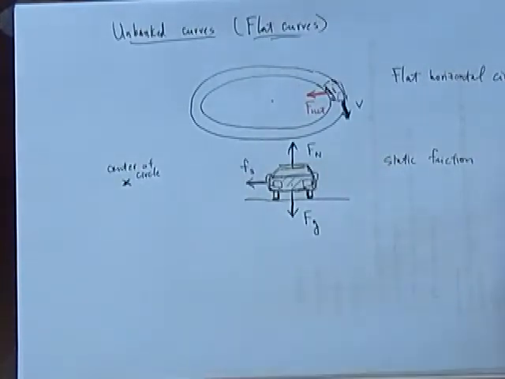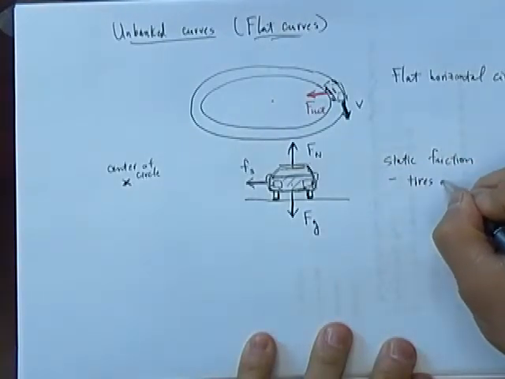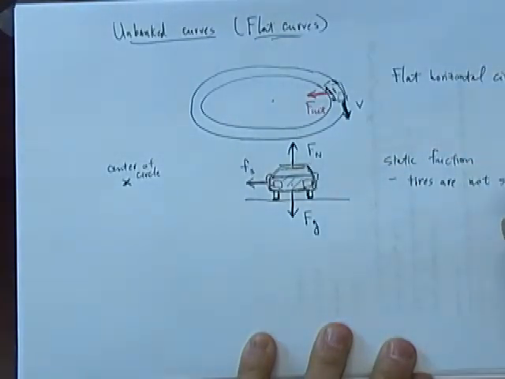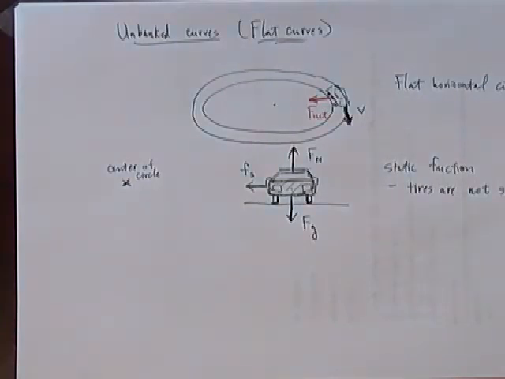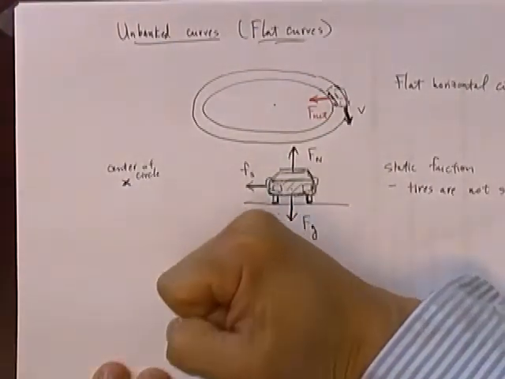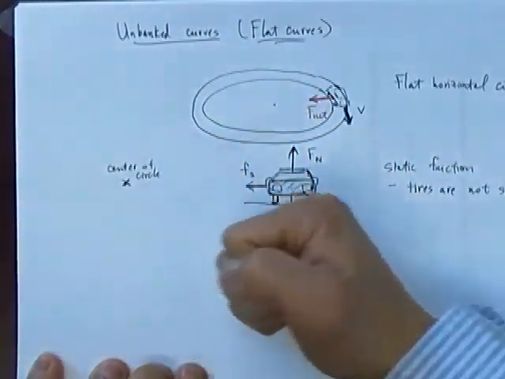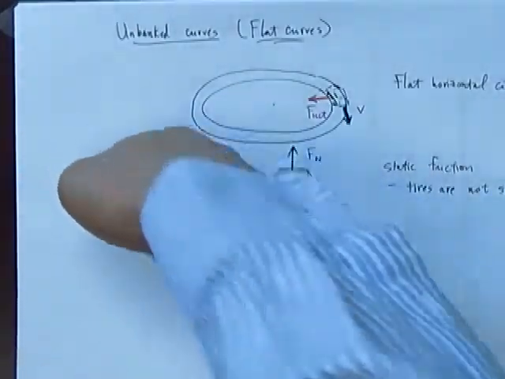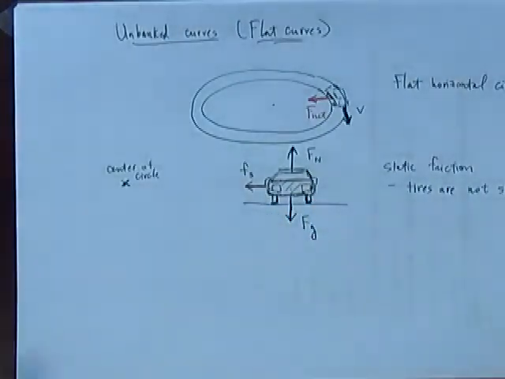It's static friction because the tires are not sliding. Okay, they are rolling, but that's not the same as sliding. The point is, when something rolls, the contact point with the ground is not sliding. The tires are just simply rolling. So there's no sideways motion of the tires at all, which is the important thing here. So it's the force of static friction that provides the net force, the centripetal force.